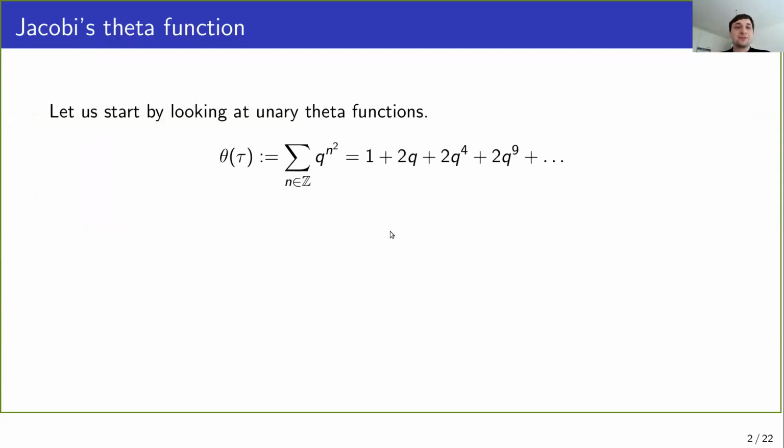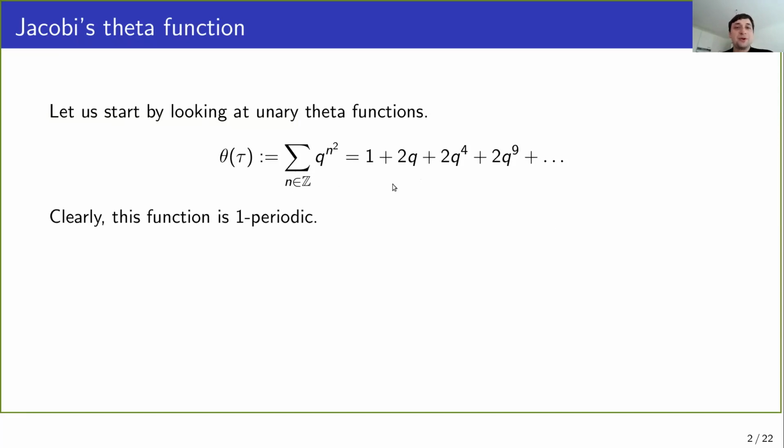And I will start with a very simple version of that: the unary theta function, which is just the generating series for the subsequence of all squares, so to speak. So it is just the sum of q to the power n squared over all integers. And as I mentioned in the first talk, it is a modular form, but now we're actually going to prove it.